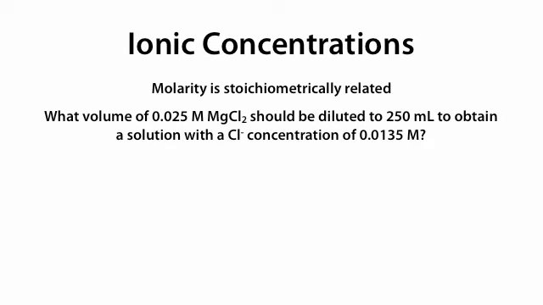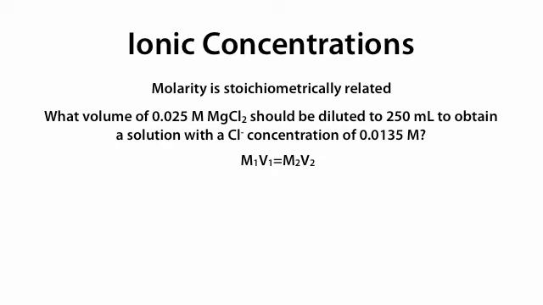If we were given a problem that stated what volume of 0.025 molar MgCl2 should be diluted to 250 milliliters to obtain a solution with a Cl- concentration of 0.0135 molar, how would we solve this? This time we're combining a dilution problem with an ionic concentration problem. So we're going to take the steps of the dilution problems that we solved before, but also take into account the concentrations of the Cl- ion and how it's stoichiometrically related to MgCl2.